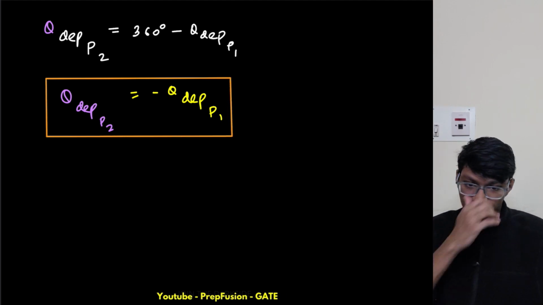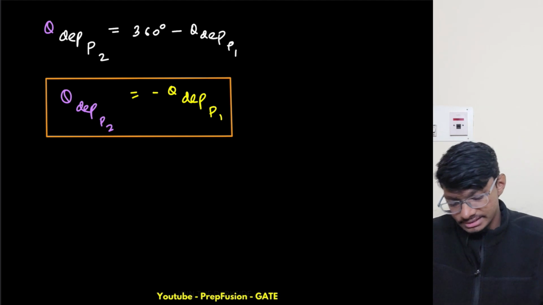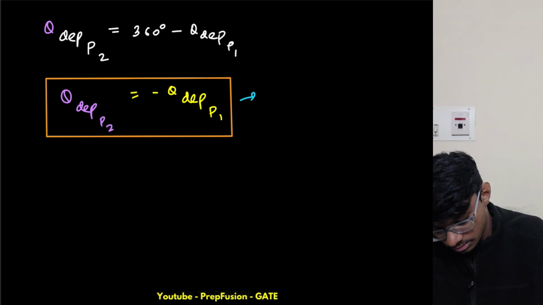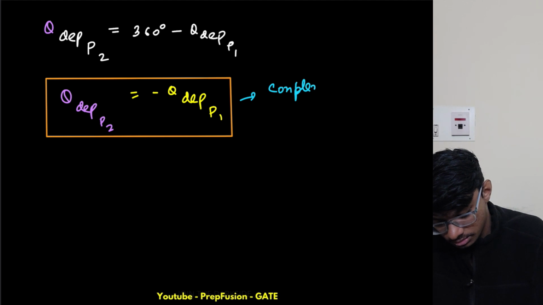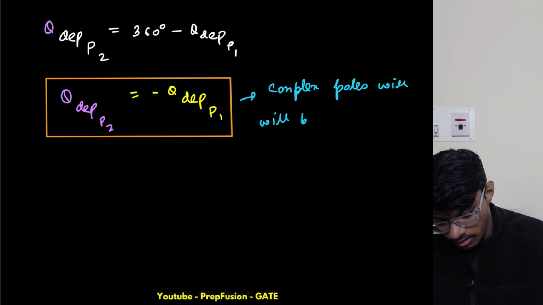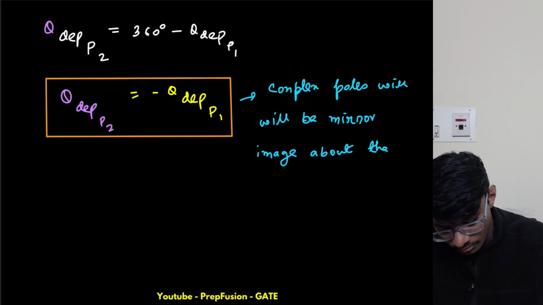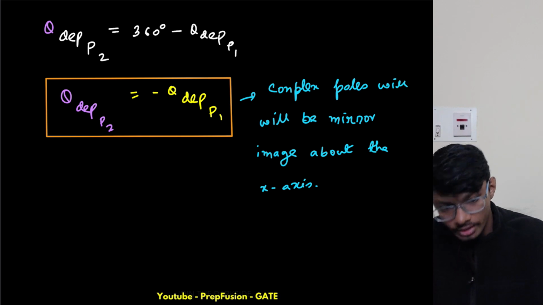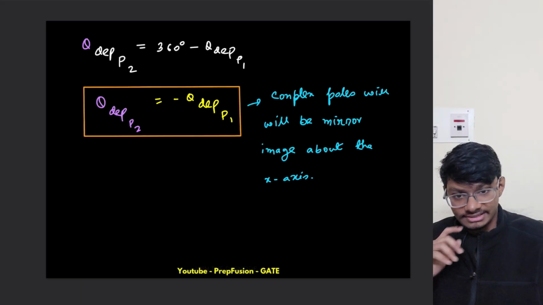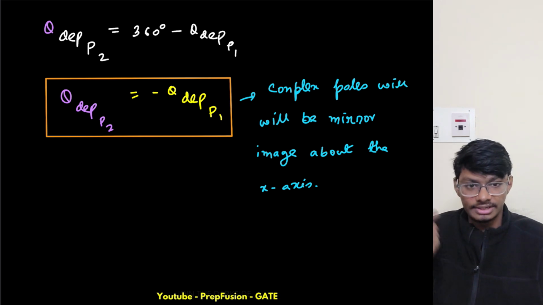Okay, so yeah, this is what we can say as complex poles will be mirror image about the x-axis, right? As my complex conjugate poles will be mirror image about the x-axis. So yeah, this was the concept about the angle of departure and angle of arrival.